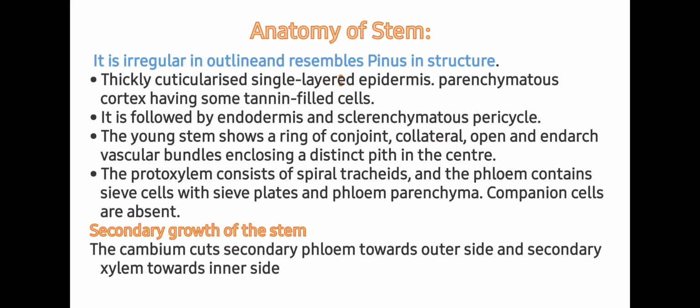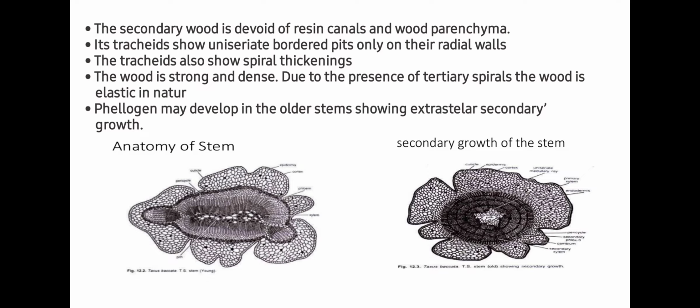Secondary growth in stem. The cambium cuts secondary phloem toward outside and secondary xylem toward inner side. Secondary wood is devoid of resin canal and wood parenchyma. The tracheids show uniseriate bordered pits only in their radial wall. The tracheid also shows spiral thickening. The wood is strong and dense. Due to presence of spiral thickenings, the wood is elastic in nature. Phellogen may develop in the outer region, showing extrastelar secondary growth.